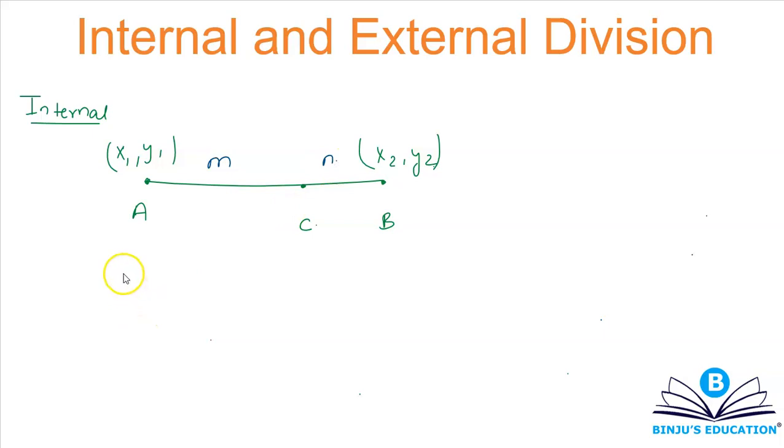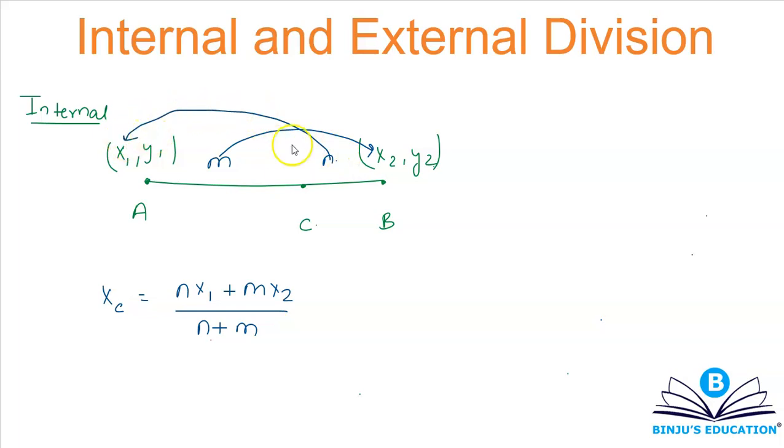If you want to calculate the x coordinate for C, it is (n x1 plus m x2) divided by (n plus m). You basically cross multiply. You calculate the y the same way: (n y1 plus m y2) divided by (n plus m).